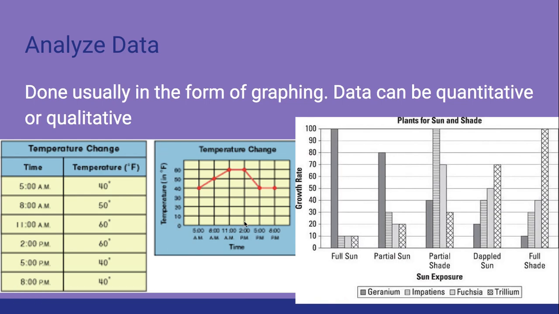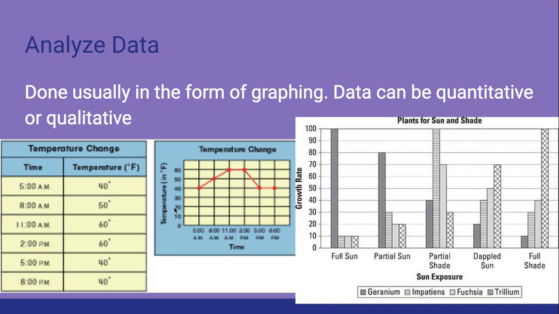Same here. Are the intervals evenly spaced? If I look at my plant graph, I see it started at 0 here and goes 10, 20, 30. Okay, it's going by tens. That's good. This one over here, yep, 10, 20, 30. That's going by tens. And the intervals down here are also spaced evenly. So we have 5 a.m. to 8 a.m., then 8 a.m. to 11 a.m., 11 a.m. to 2 p.m. Those are 3-hour intervals. It checks out.